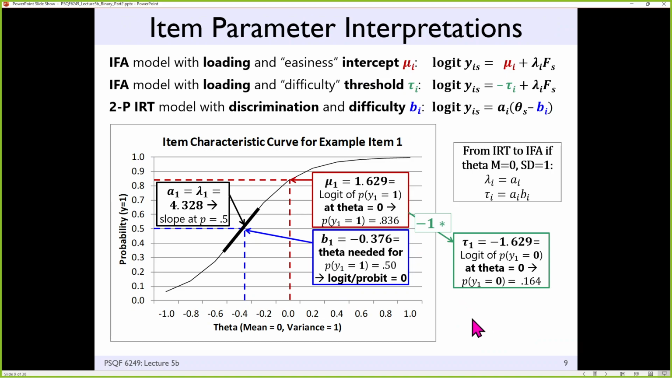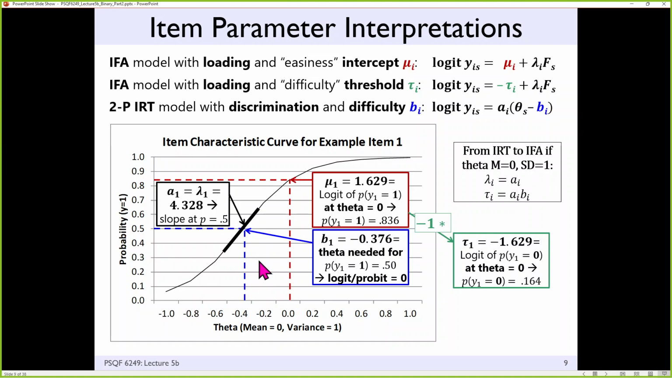Here's a picture that qualifies, hopefully. So here's 3 different versions of the model, okay? Logit with intercepts and loadings, logit with thresholds and loadings, or logit with discriminations and difficulties. These 3 things are equivalent. They tell you different things. So in the example I'm going to show you, this is example 1. These are the numbers from it. So the x-axis here is theta, standardized theta, and the y-axis here is probability.